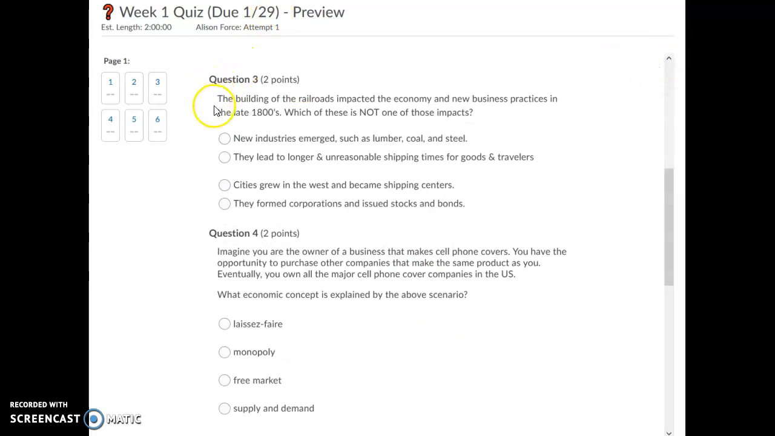Question number 3. The building of the railroads impacted the economy and new business practices in the late 1800s. Which of these is not one of those impacts? New industries emerged, such as lumber, coal, and steel. They led to longer and unreasonable shipping times for goods and travelers. Cities grew in the West and became shipping centers. They formed corporations and issued stocks and bonds.